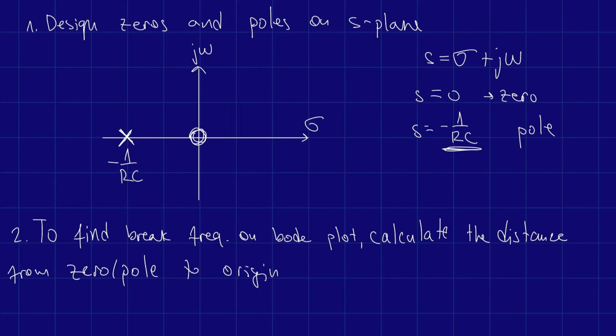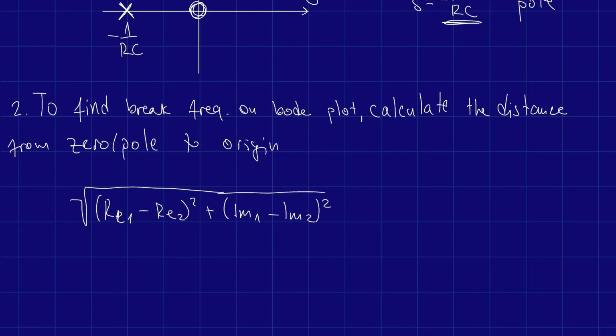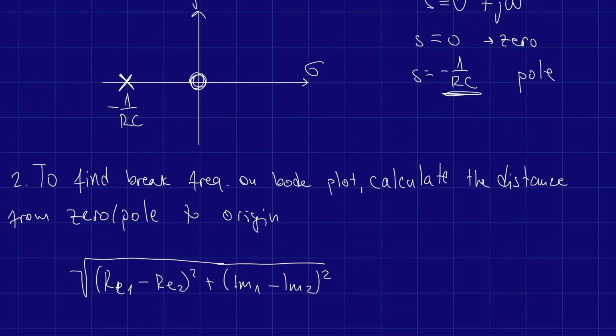origin. Now, you know that the distance in complex numbers is the square root of the real part of the first one minus the real part of the second number squared, plus the imaginary part of the first one minus the imaginary part of the second one squared. So this is the formula for finding the distance. So now we need to find two break frequencies. So first we need to find the distance from this point right here to this point right here, and then the distance from this to this, which is the same distance, so we already know it's 0.